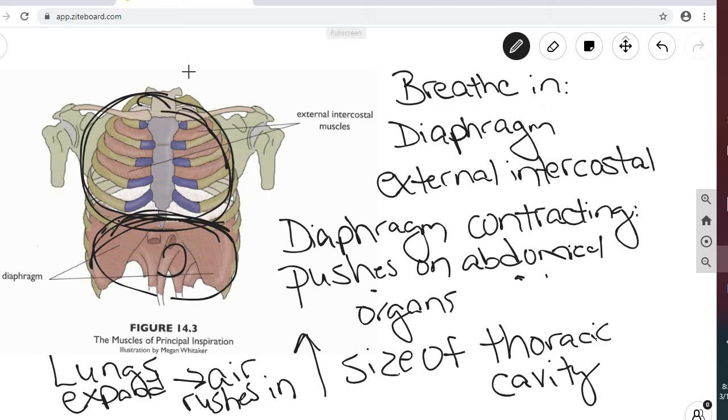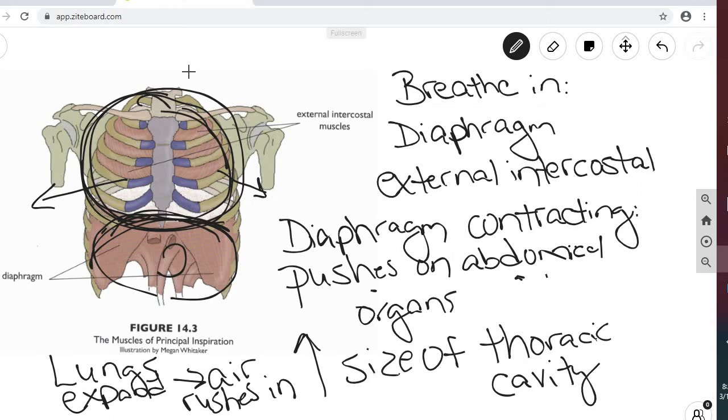The external intercostals do a similar thing in that they pull the ribs out, and when you pull the ribs out, the result is the same. You're going to increase the size of this cavity. That means the lungs can expand, and then air will rush into those expanded lungs.